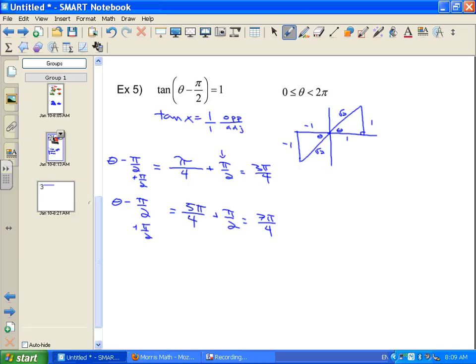And this, by adding the pi over 2 to both sides, that took care of the shift. So those are the only two that I'm going to get. Can you do me a favor? Can you put a 2 in front of that theta and teach us how to do it with that? Sure. So if we had the tangent of 2 theta minus pi over 2 equals 1, we have the same two answers.